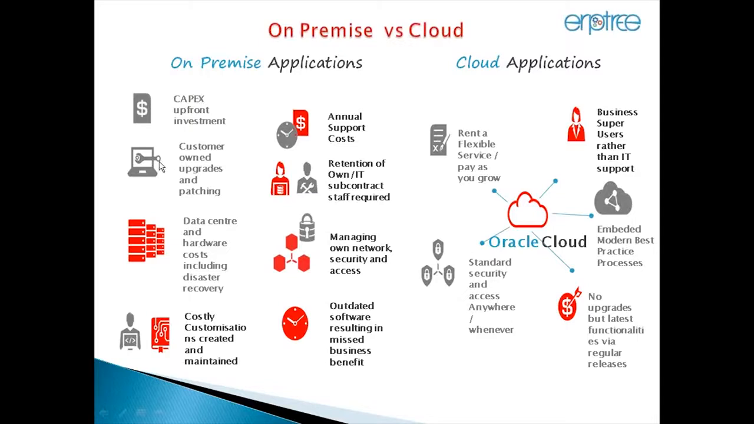Here in case of on-premise, the customer owns upgrades and patching. The upgrades should be done by the customer team, or say the client team, and patching also should be done by the customer team only. In case of cloud applications, the upgrades and patching work will be done by the Oracle team only. The Oracle DBA team will do it.